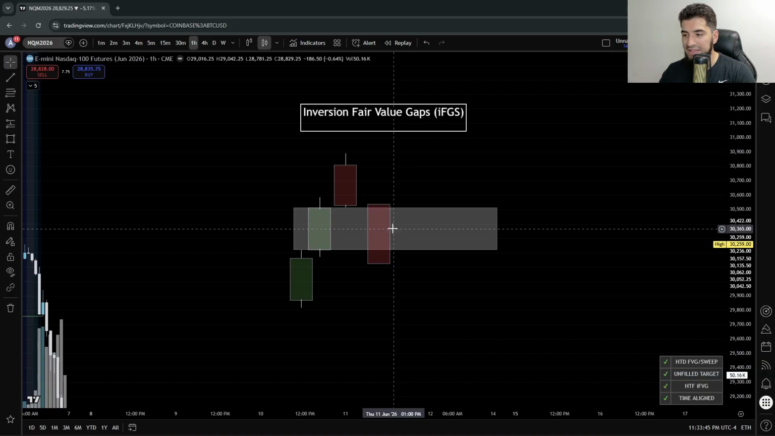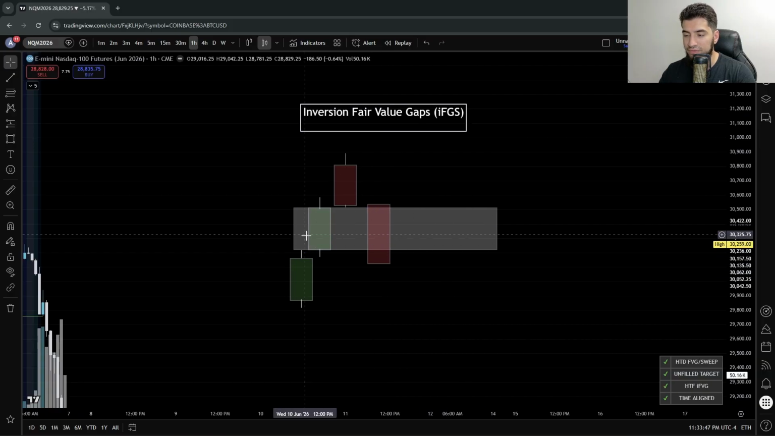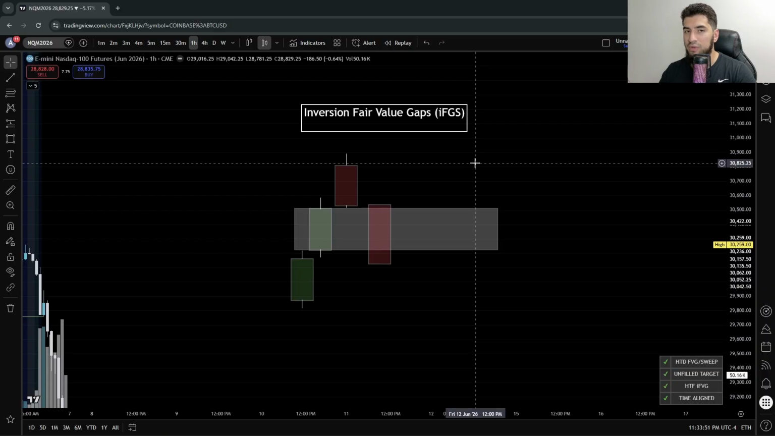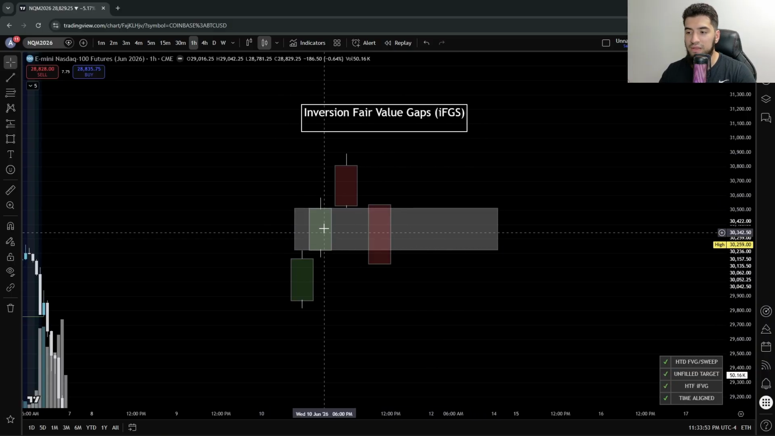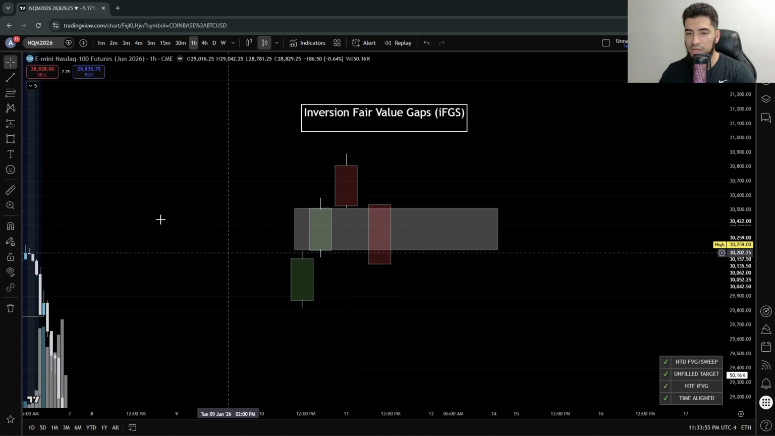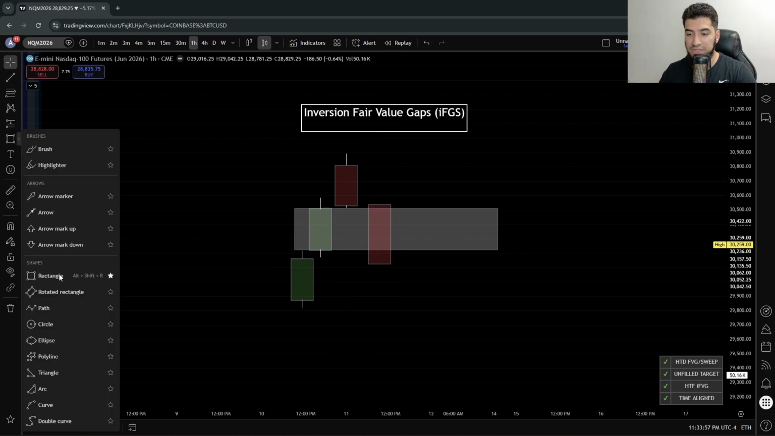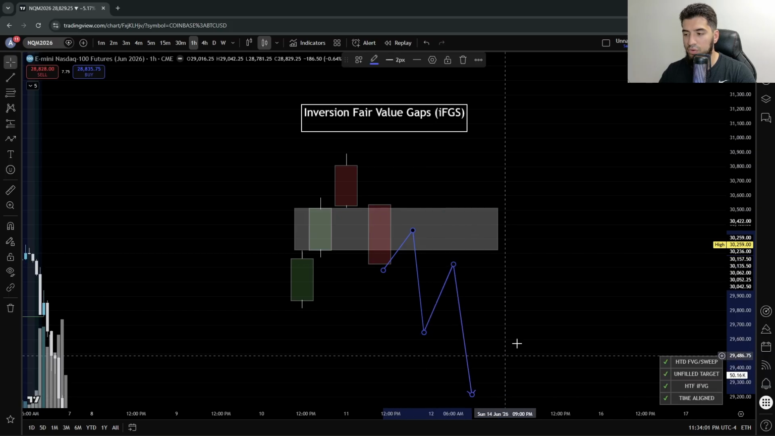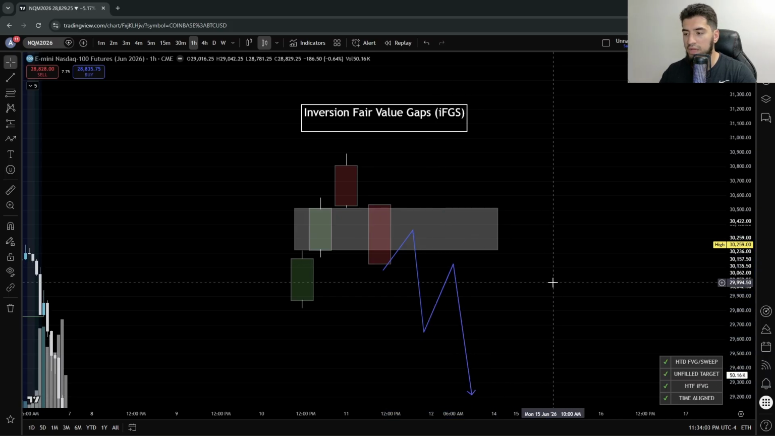Once the body ends up closing below this fair value gap, this is now what's called an inversion fair value gap. And what this means is price pretty much invalidated this bullish fair value gap, which means price could now potentially go lower. It could retrace a little bit and then send price lower. So that's all an inversion fair value gap is.